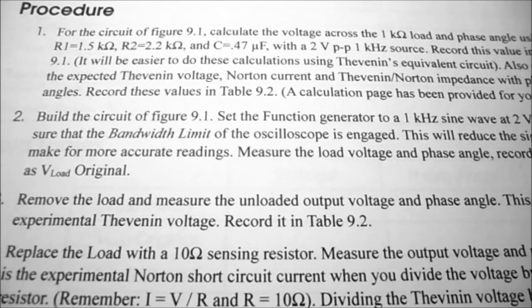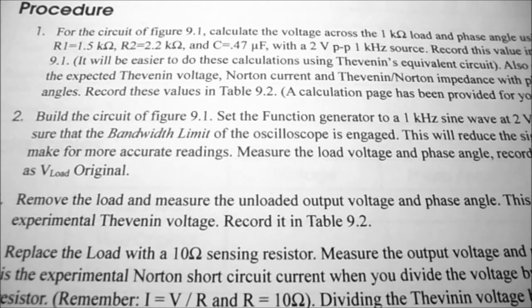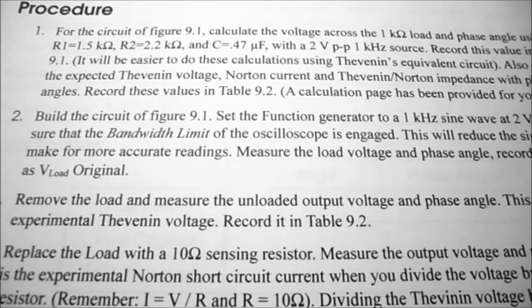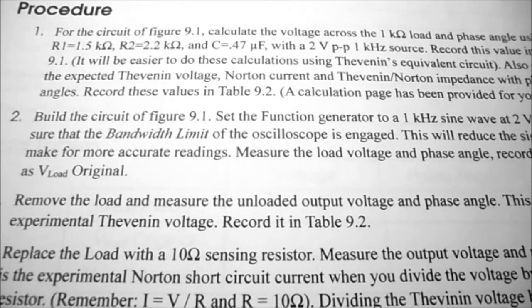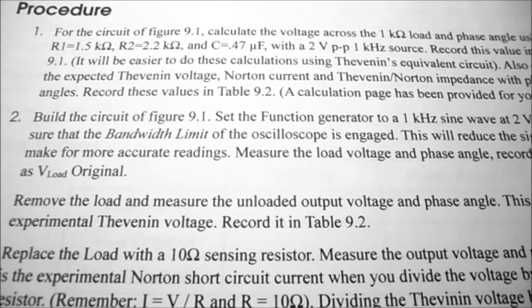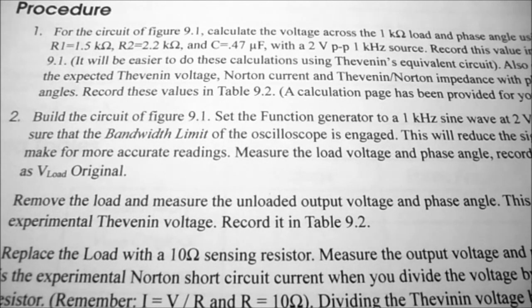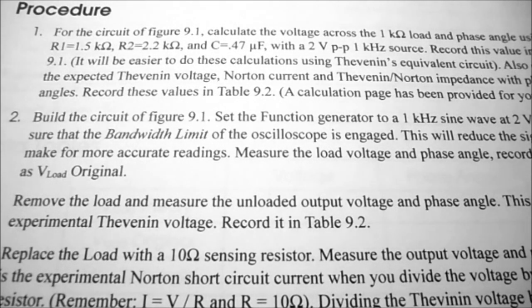Under procedure, step number 2, we're to build the circuit of figure 9.1. We're to set the function generator to a 1 kilohertz sine wave at 2 volts peak to peak. So this must be set up on the oscilloscope in order to see the 2 volts peak to peak. We're to make sure that the bandwidth limit of the oscilloscope is engaged. This will reduce the signal noise and make for more accurate readings. We're to measure the load voltage and phase angle and record it in table 9.1 as V load original.